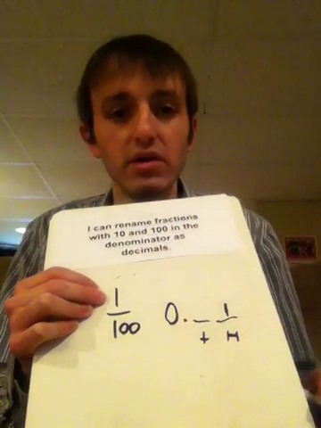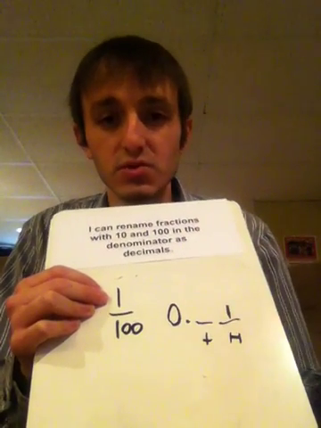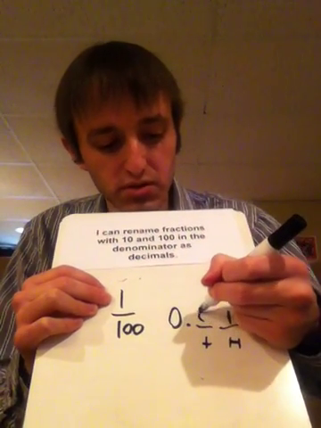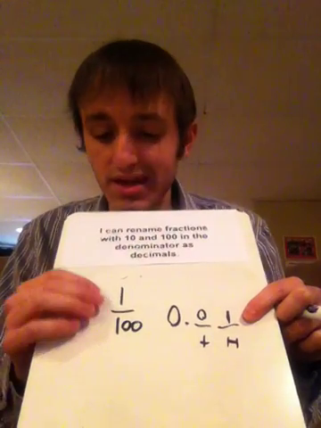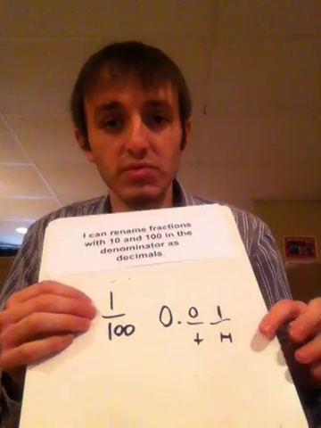Now this is the only tricky part. We don't have anything here, so guess what you need to put there? You need to put a 0 as your placeholder. So this fraction 1 hundredth is the same as this decimal 1 hundredth. This is 1 penny, and so is this. It's 1 penny as well. Alright?